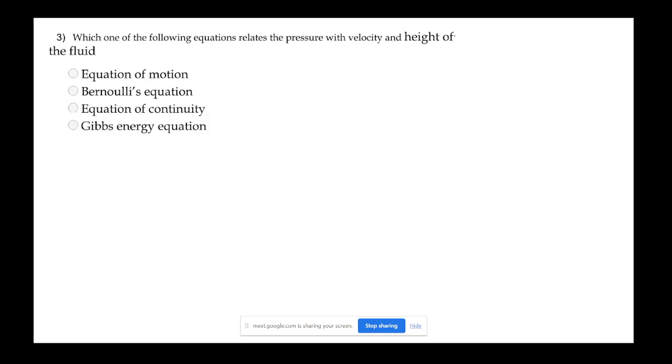Next question is, which of the following equations relates the pressure with velocity and the height of fluid? So obviously Bernoulli's equation is the correct answer, as I had mentioned in the equation.